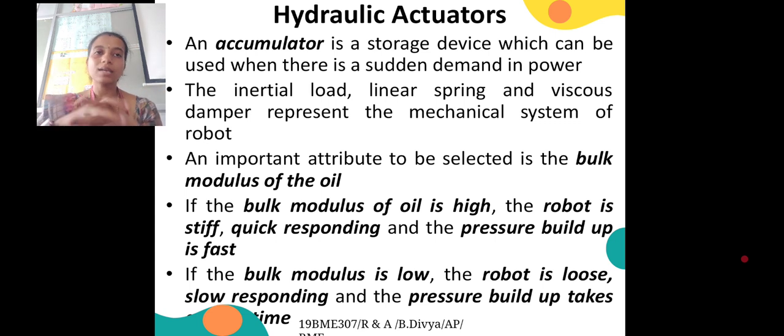Inertial load, linear spring, and a viscous damper represent the mechanical system of the robot. An important parameter to be selected is the bulk modulus of the oil. If the bulk modulus of the oil is high, the robot is stiff, quick responding, and the pressure buildup is fast. If the bulk modulus is low, the robot is loose, slowly responding, and the pressure buildup takes time. Okay, these are the bulk modulus of the oil, and these are the hydraulic actuators and how they work in robots. Thank you.